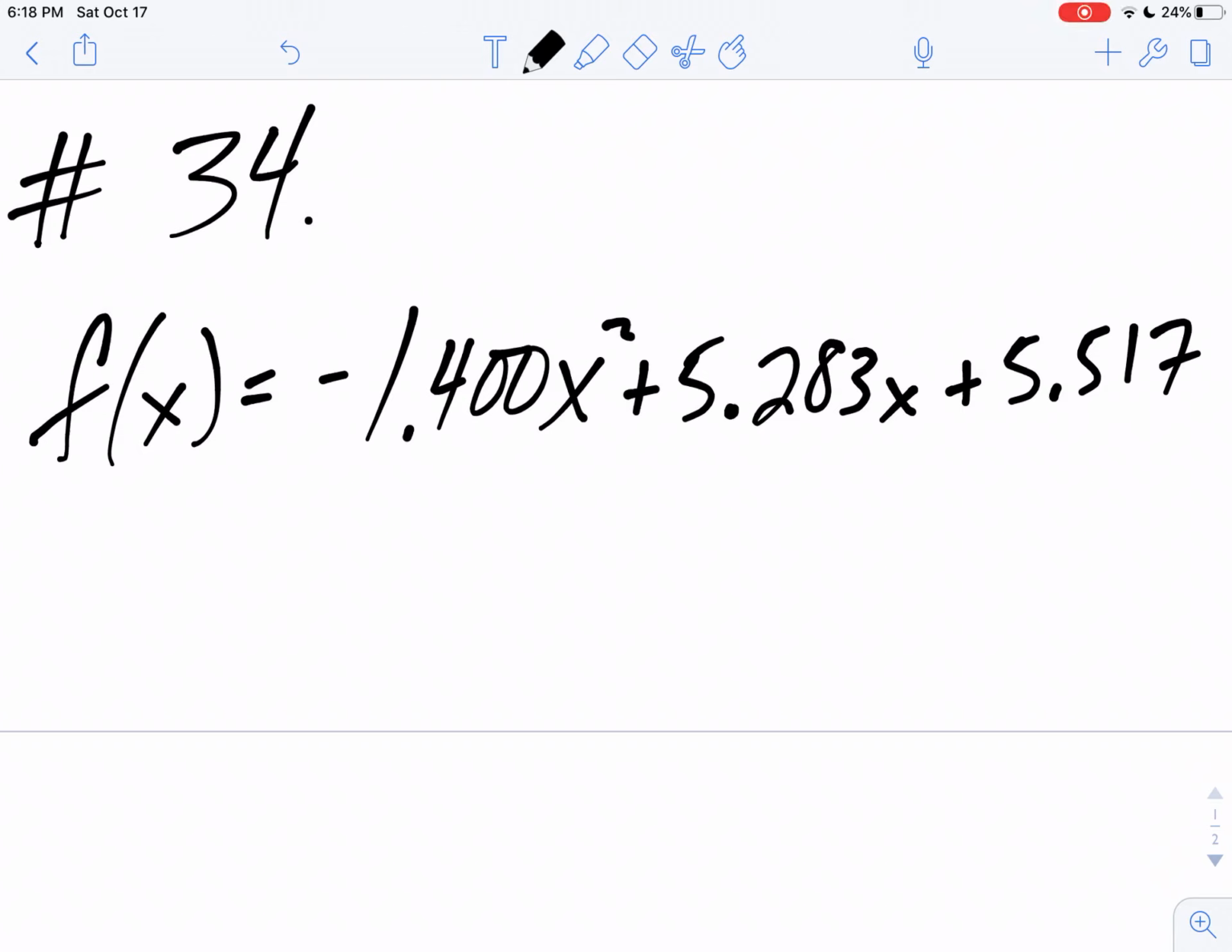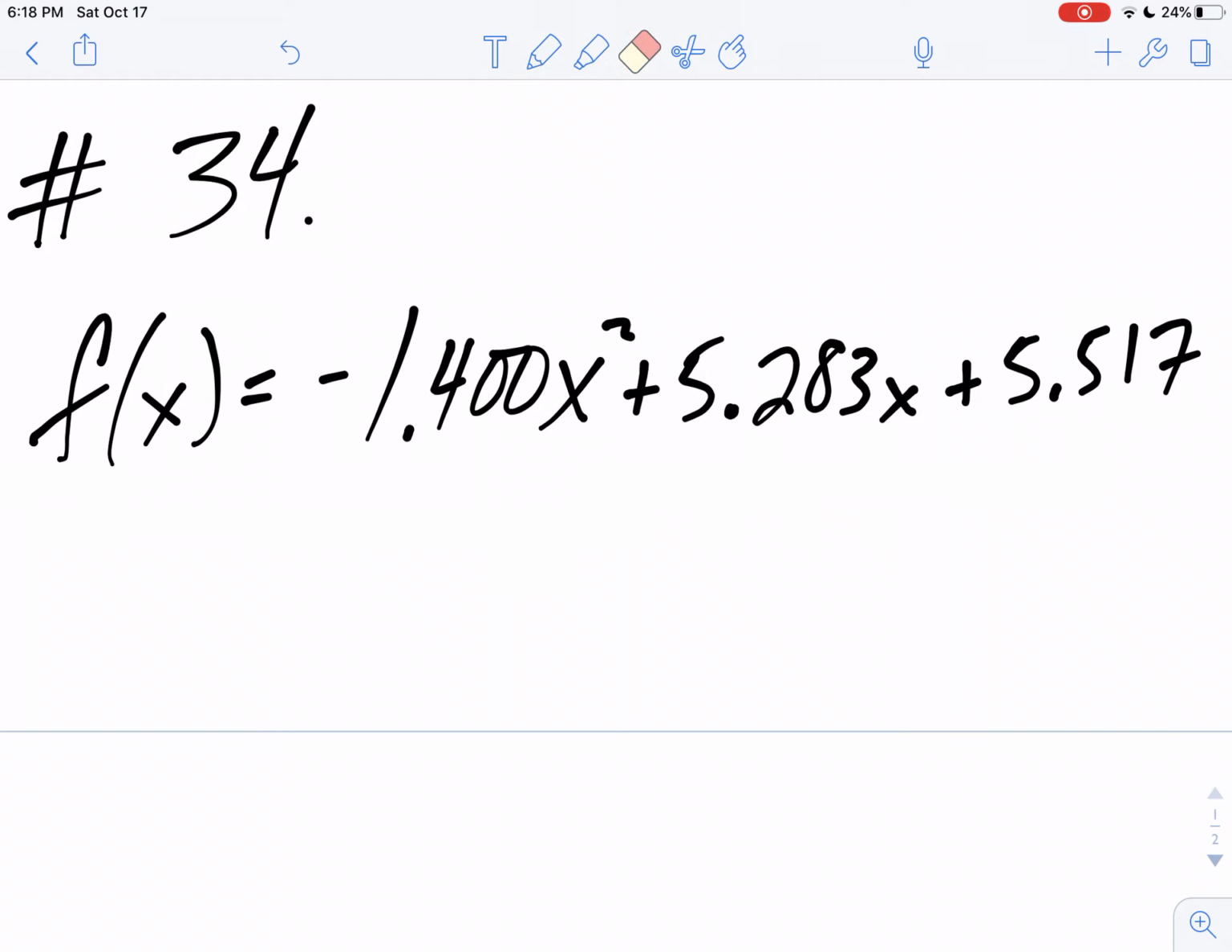Okay, number 34 on my homework is a word problem. I'm not going to write out the whole word problem here because yours will be different. But the thing to notice is that they do give you a function. They give you this function, and that is a quadratic function.